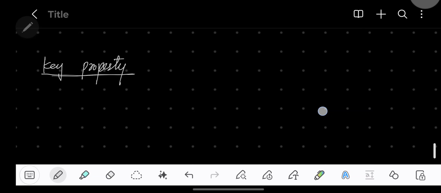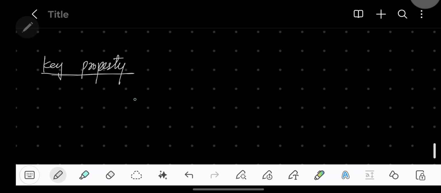So now we have a key property for the identity matrix. If you have any n by n matrix A and you multiply it by the identity matrix of order n from the left side or from the right side, you will get the same matrix A. Okay, this is the key property for the identity matrix.